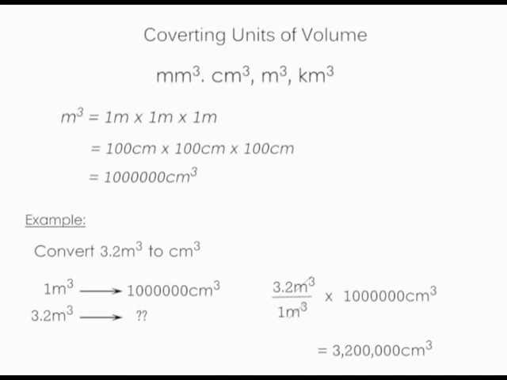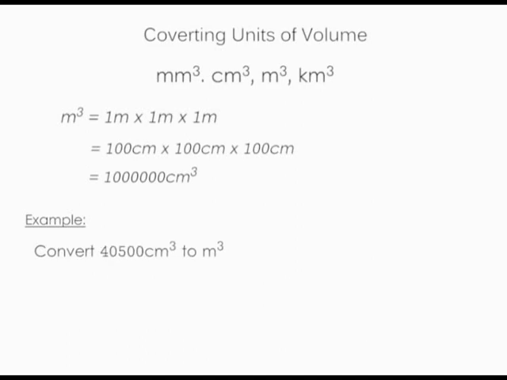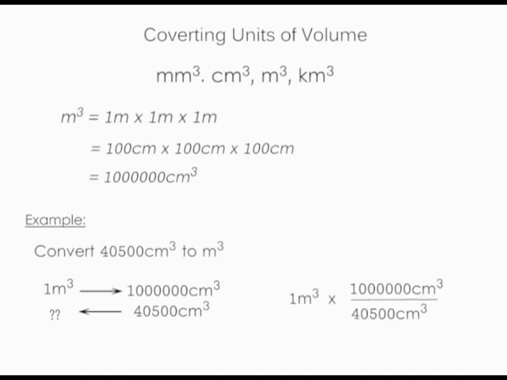Another example, convert 40,500 cubic centimeters into cubic meters. Again, we say 1 cubic meter is equivalent to 1,000,000 cubic centimeters. How about 40,500 cubic centimeters? We have 1 cubic meter times 40,500 cubic centimeters over 1,000,000 cubic centimeters. The cubic centimeters cancel out, and we have 0.0405 cubic meters.